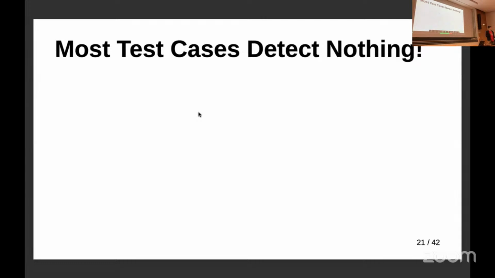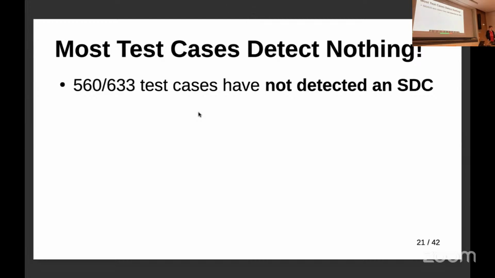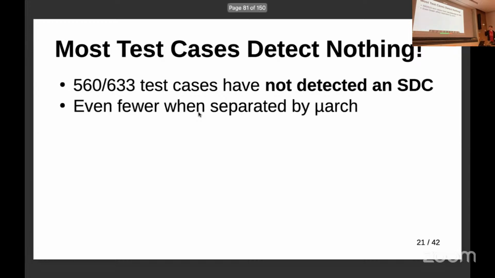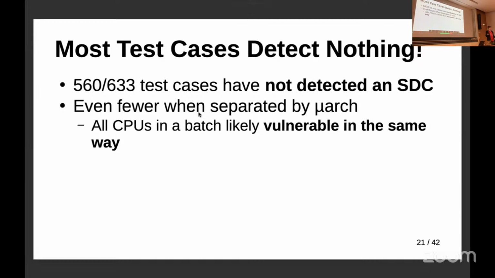Next, they note that most of their test cases in their test suite actually never detect anything. In particular, 560 out of their 633 test cases have never detected any SDCs on any system they've tried. This number is even more extreme if you break it down by the individual CPU microarchitecture. The authors guess that this is because all CPUs in a batch or of a particular microarchitecture are more likely to be vulnerable to the same kind of faults and could therefore be affected in a similar way, therefore would be detected by the same test cases.